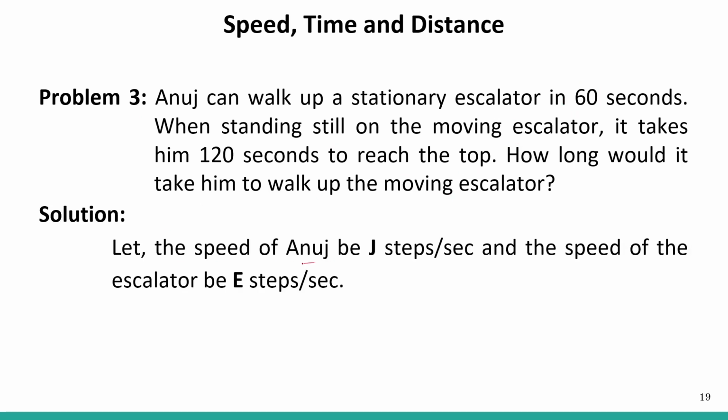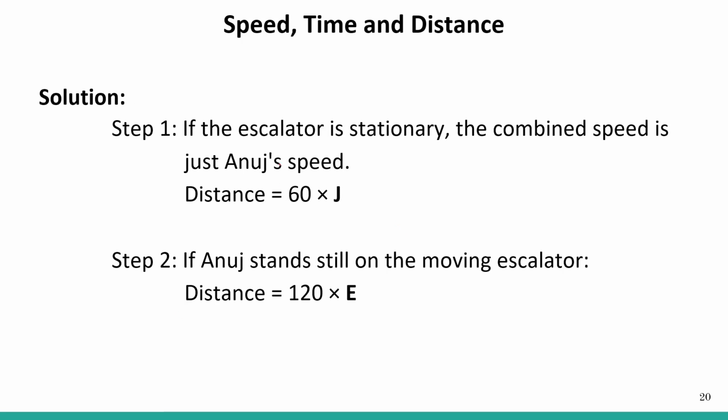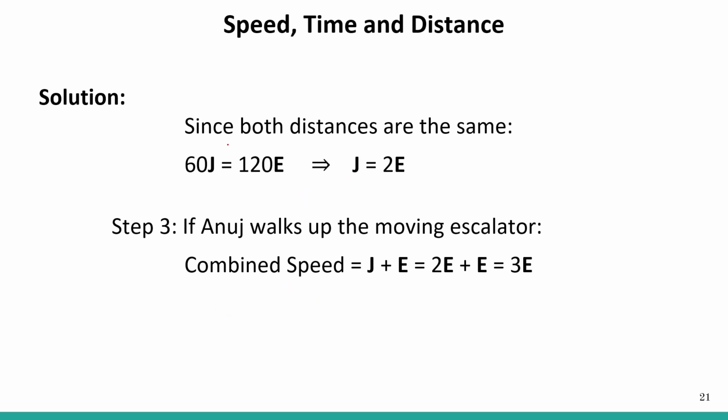So let the speed of Anuj be j steps per second and the speed of the escalator be e steps per second. If the escalator is stationary, the combined speed is just Anuj's speed. So distance is equal to what? 60j. Anuj stands still on the moving escalator, so distance will be 120e. Since both distances are the same, 60j is equal to 120e. So their ratio of j to e will be 2 to 1.